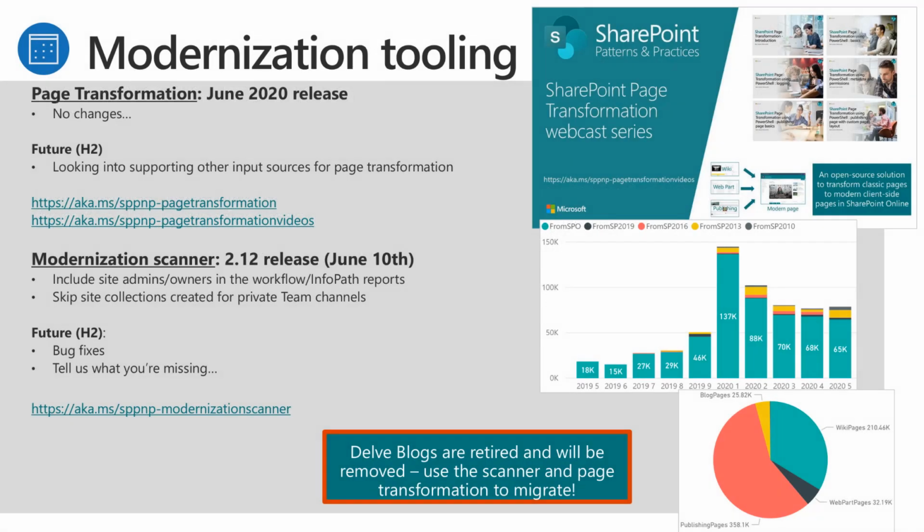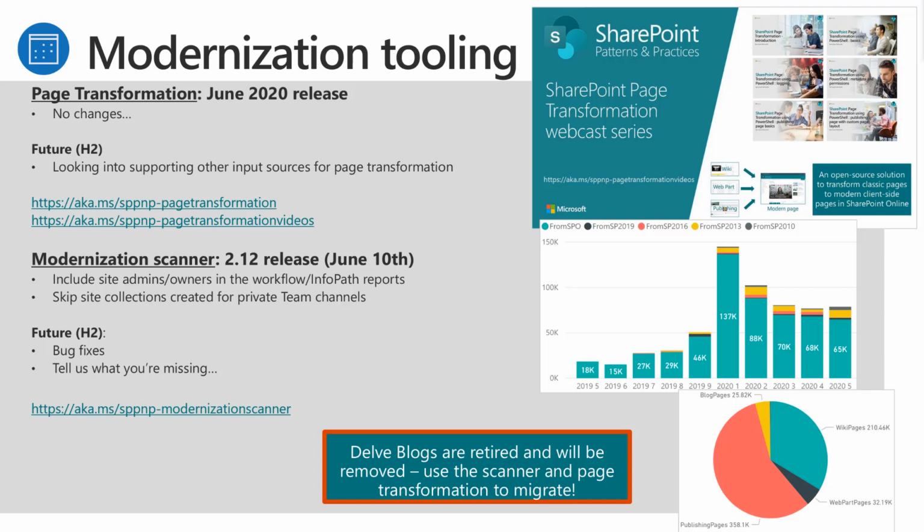Now, let's go to the modernization tooling. Bert, you can talk about this one as well. Yep. June release for page transformation, so the tech that takes classic pages and builds modern pages from that one. Actually, no changes, meaning no bugs, no features needed, so all good there.